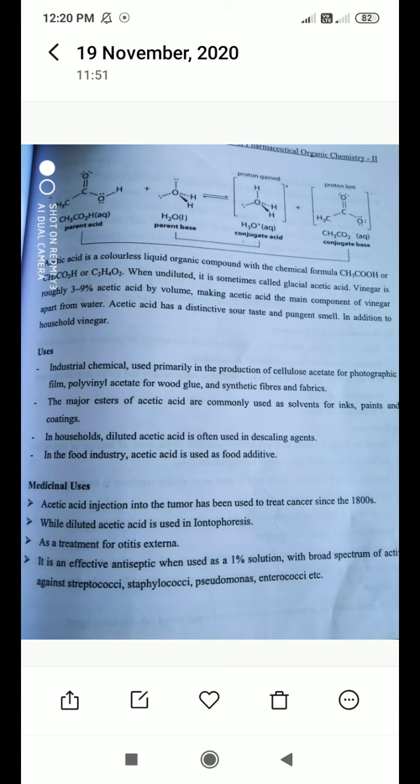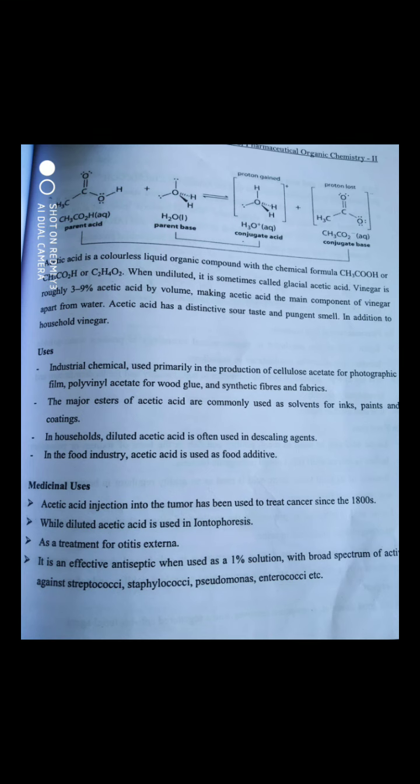What are the uses of this acetic acid? It is an industrial chemical used primarily in the production of cellulose acetate for photographic film, polyvinyl acetate for wood glue, and synthetic fiber and fabric. This means from this we can manufacture or produce cellulose acetate for photographic film.